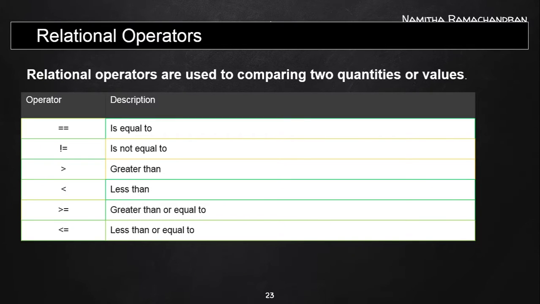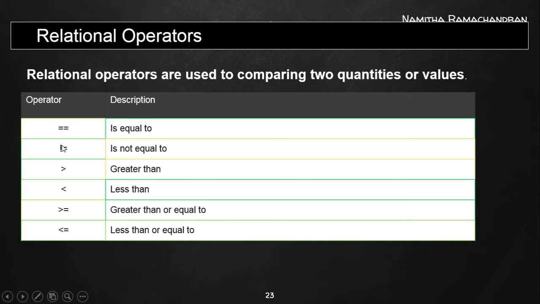Now we can discuss the relational operators in C language. The relational operators are used for comparing two quantities or two values in a program. The double equal to symbol is used to check if two quantities or two values are equal. If we want to check whether two values are equal in a C program, we need to use two equality symbols.